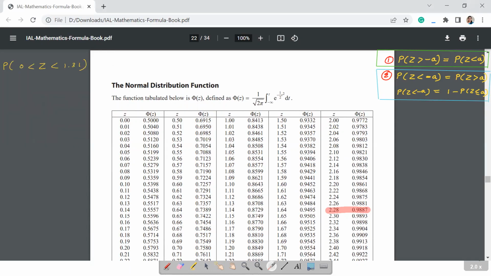Okay, now again, I'm going to give you some general rules to make your life easier. First, let's draw this and see how this visually looks. Now instead of working with one value, you have to work with two Z values. You have to find the area between two Z values.